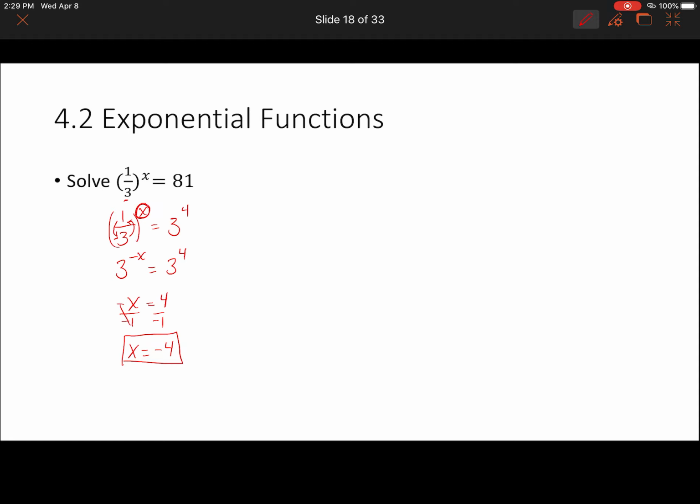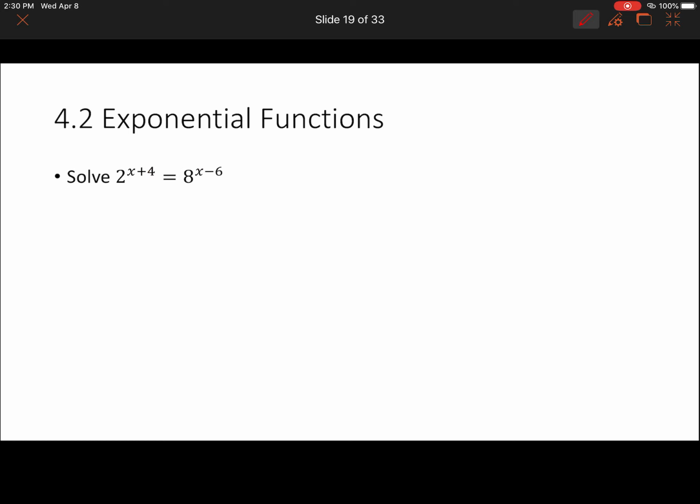Again, if you have questions about that, let me know. Our key here is trying to get our base to be the same. That way we can say, well, our exponents also have to be the same. Now, we can do the same thing on this equation.